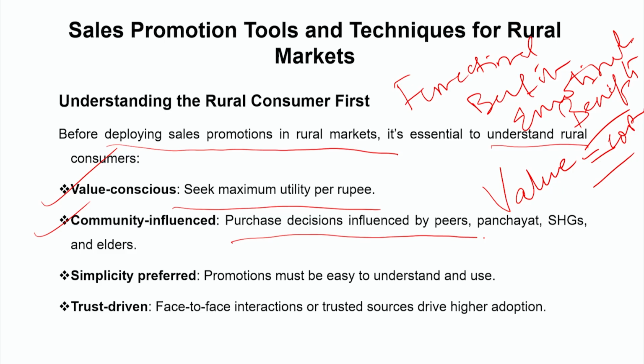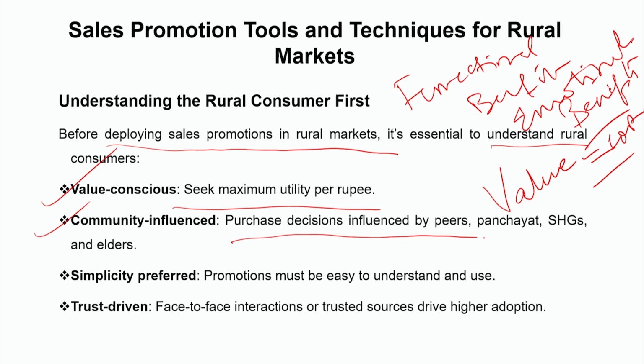As I gave an example in my fourth lecture, if they are going to buy a sachet of 1 rupee Clinic Plus, they are getting an additional benefit of a Parachute oil. Now, they realize that the 1 rupee cost of the shampoo is not only giving them the shampoo, but is also going to give them an added product, that is the Parachute oil. So this way we see that value conscious customers seek maximum utility per rupee.